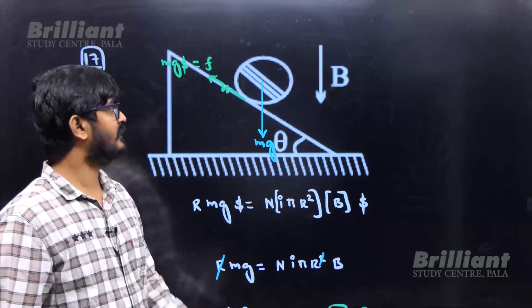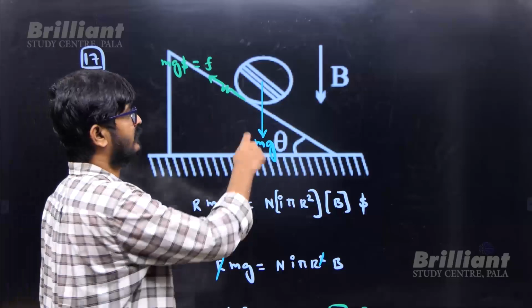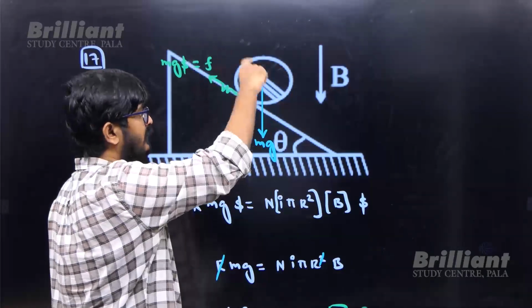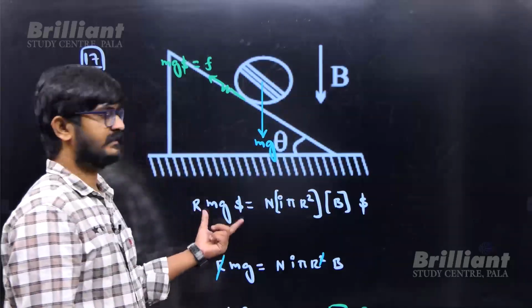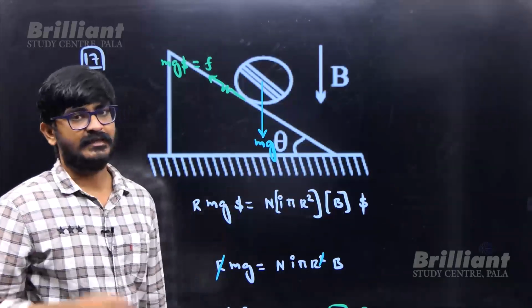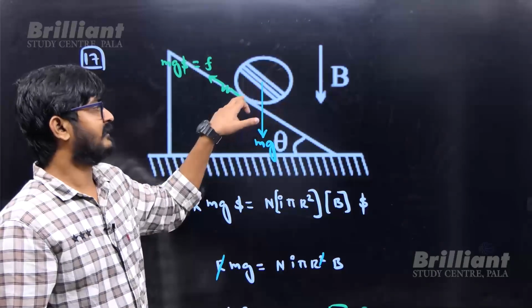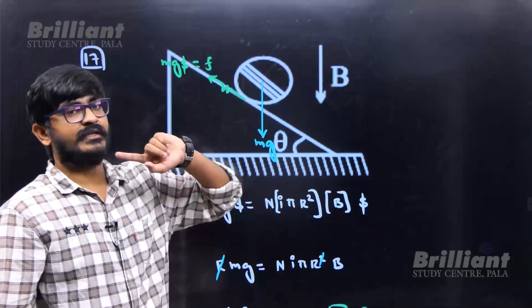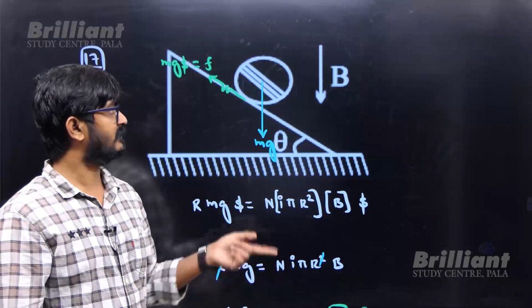So generally what you will be doing is, you will be taking torque about this point. When you take torque about this point, torque due to normal is 0, torque due to friction is 0. Torque due to this mg will be r into mg sin theta. Now that must be balanced by torque because of magnetic field. Just now I said, if you want to take torque because of magnetic field, it doesn't depend on what is the choice of reference.